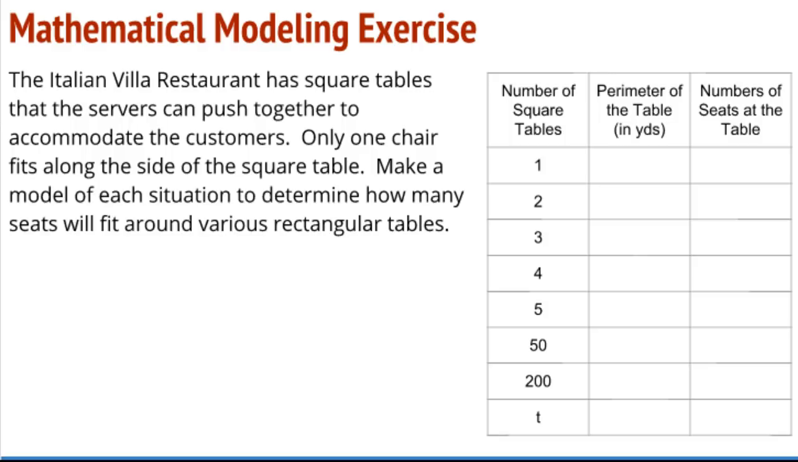So the Italian Via restaurant has square tables that servers can push together to accommodate the customers. Only one chair fits along each side of the square table. And we're going to make a model of each situation to determine how many seats will fit around various rectangular tables. So we're going to go one step at a time here, and the purpose of building the models is to think about what is really happening so that we can then express it algebraically.